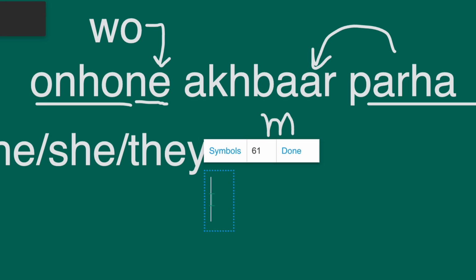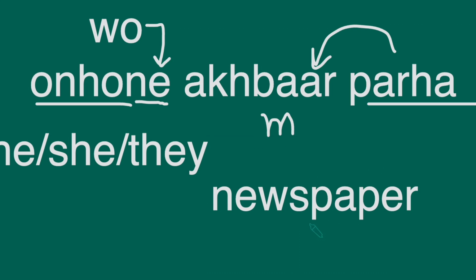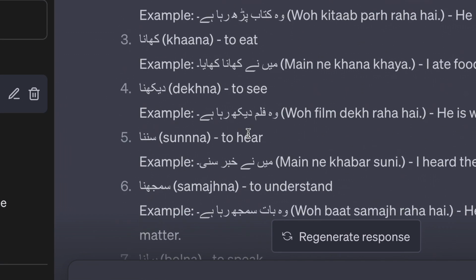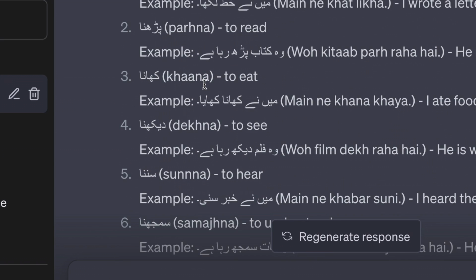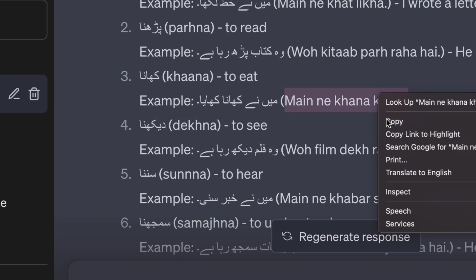is masculine. Akhbar is newspaper. Akhbar. And here you can see the verb is ending with a. Akhbar padha. Unhone akhbar padha. He or she or they read a newspaper. Now let's go to our next verb. Next one is to eat, which is khana.